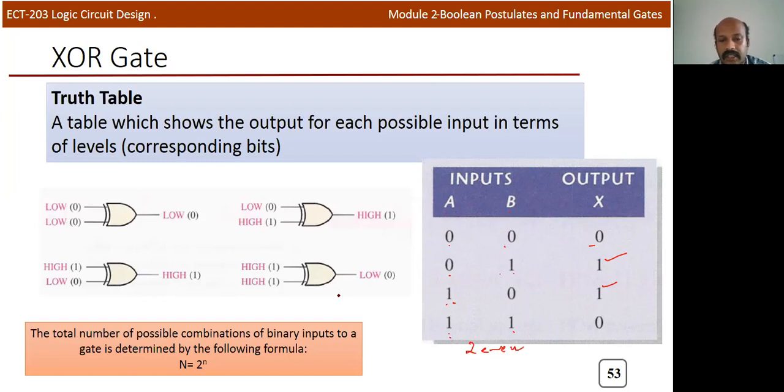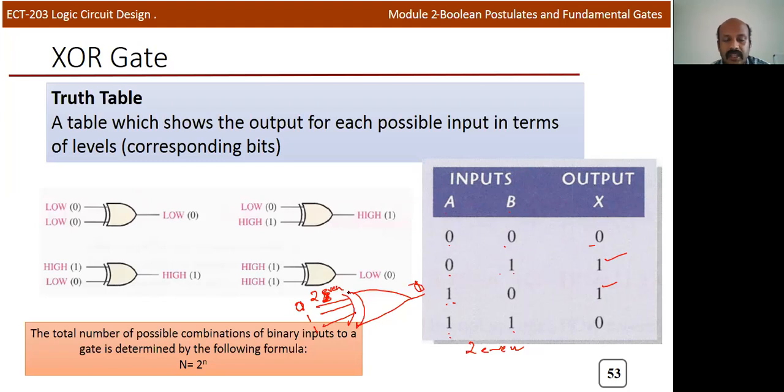If you take more than this, for example a 3-input XOR gate, where the input is 1, 1, 1, what will be the output? Just remember the definition: an odd number of inputs high. Here you can see 1, 2, 3, so 3 ones, an odd number, so the output is 1. And if it is 0, 1, 1, the input has 2 ones, and 2 is an even number, so the output will be 0.